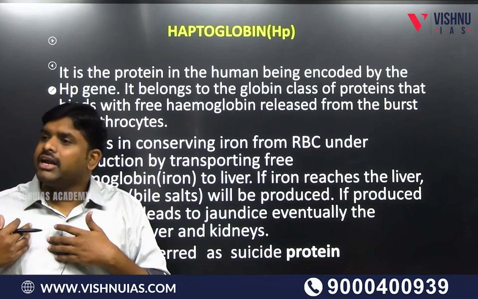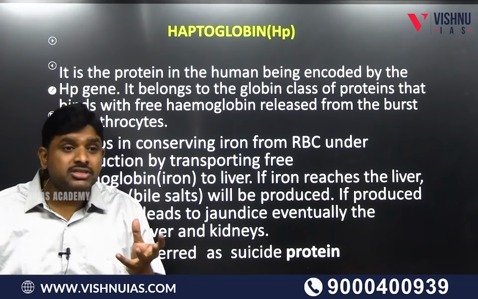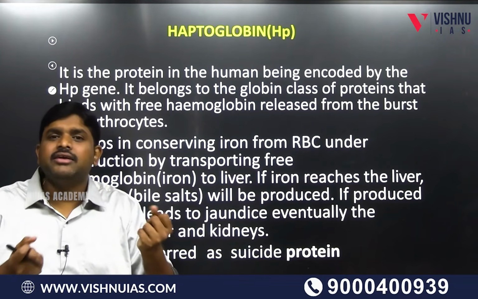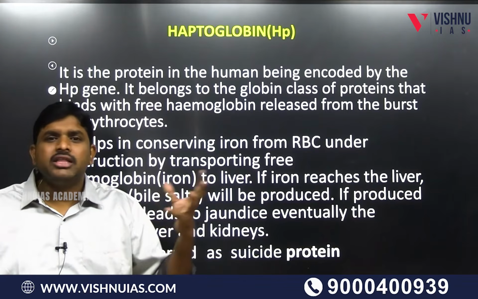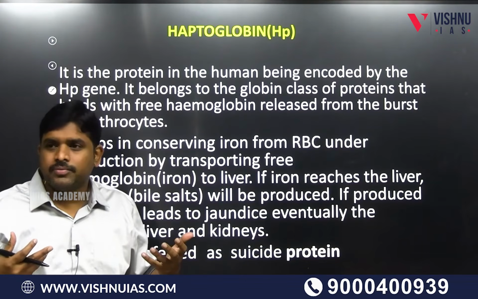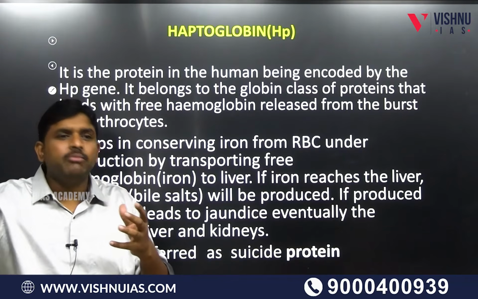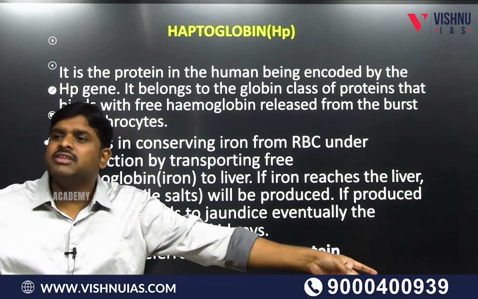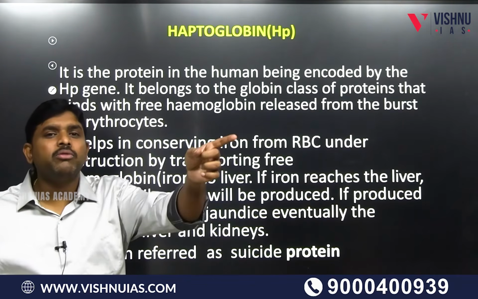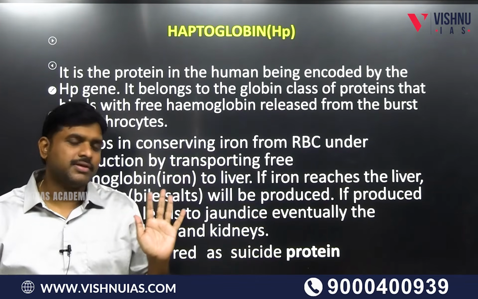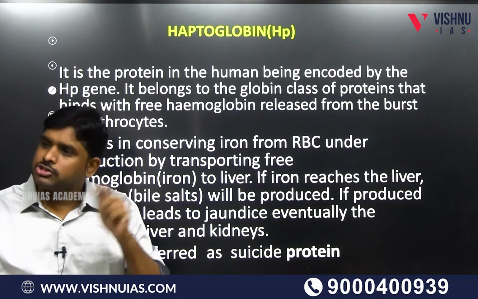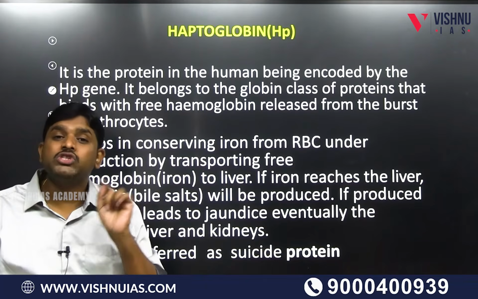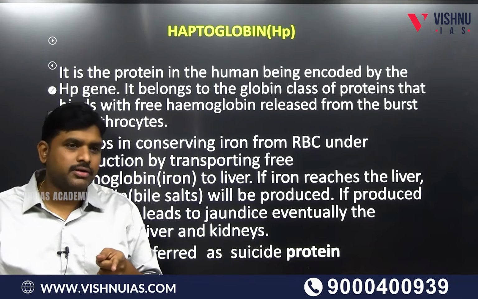Same way, iron is also precious. People will buy costly iron, dates, so that the iron will increase. Once the RBC has burst, the iron is freely moving. If it goes into the kidney, it will result in jaundice. If it goes into the bone marrow, it will produce RBCs. Where you are going is very important, true. In whose company we are living is also very important.